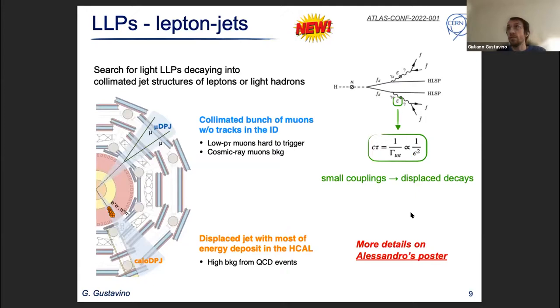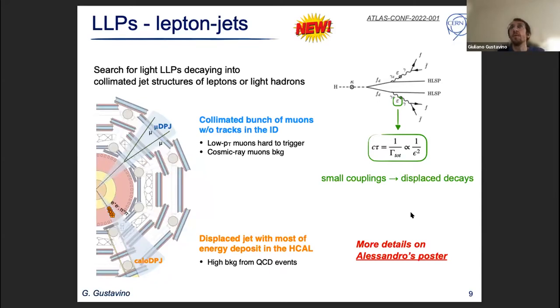Moving to the new results for this conference, which is the search for lepton jets, the event topology is basically predicting light long-lived particles decaying into collimated jet structures, either in leptons or in light hadrons. These are motivated by dark photon theories, where the coupling strength is related to the displacement of the decay. The two event topologies depend on the decay of these dark photons.